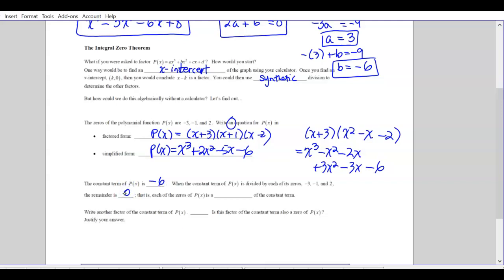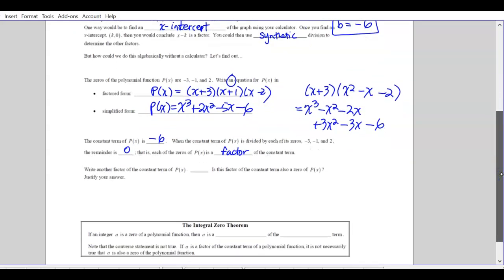So that means each of the zeros of p of x is a factor of the constant term. Now, this is not a biconditional statement. Every factor of the constant term is not going to give you a factor of the polynomial. So -1, 2, and -3 work, but +3, +1, -2, 6, and -6 don't work. But what we know is that it narrows it down, that the potential zeros are factors of the constant term.